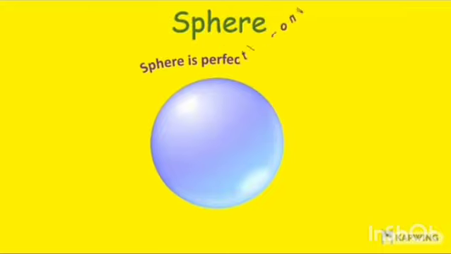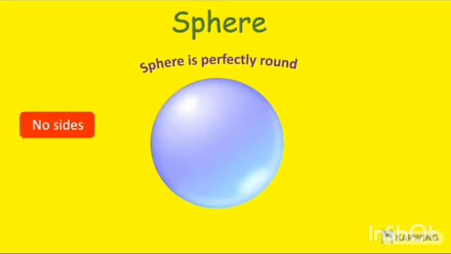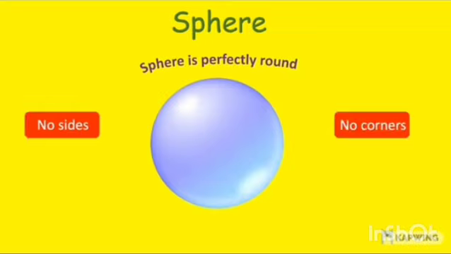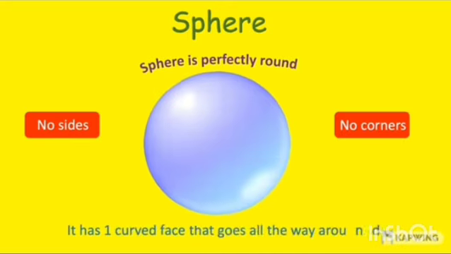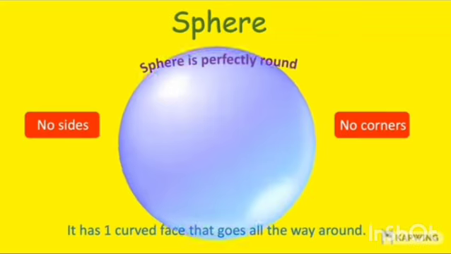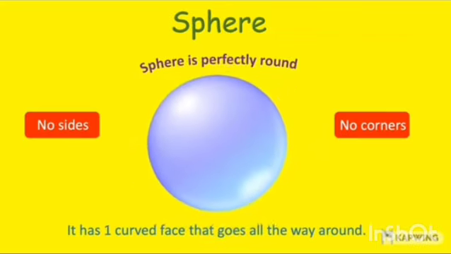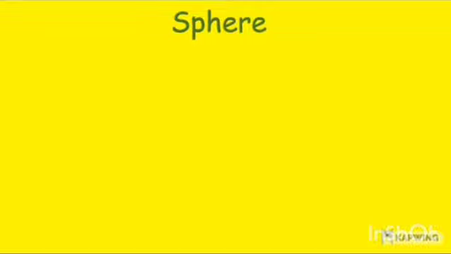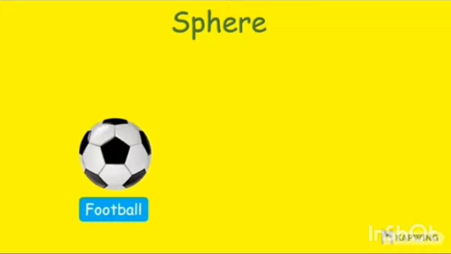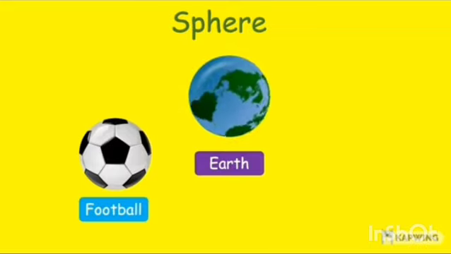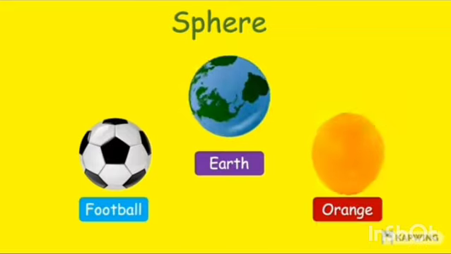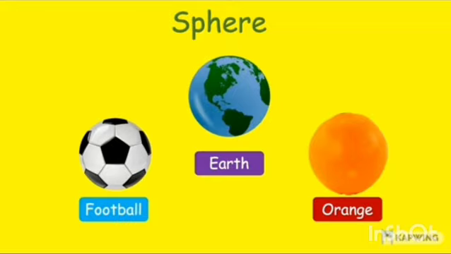Sphere is perfectly round. It has no sides and no corners. It has one curved face that goes all the way around. And as you can see kids, it is a blown up shape and it has thickness. There are spheres all around us. For example, a football is the shape of a sphere. Our planet Earth where we live is also the shape of a sphere. And an orange fruit that we eat is also a good example of a sphere.